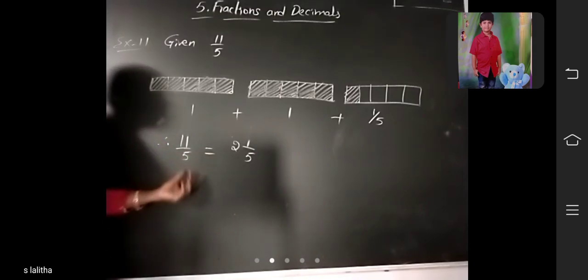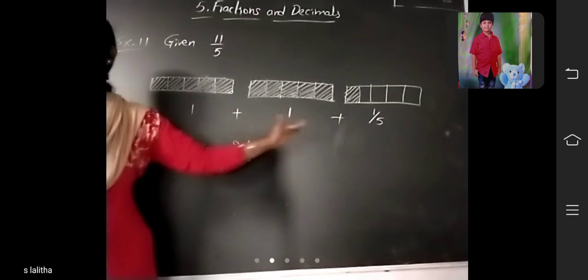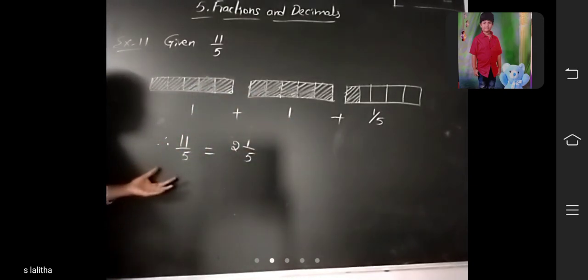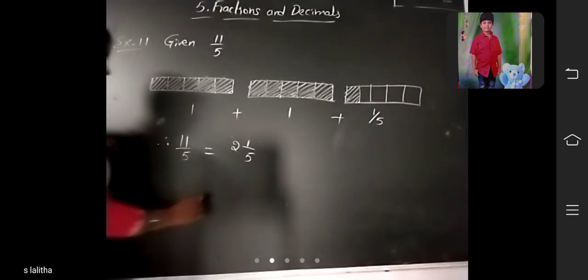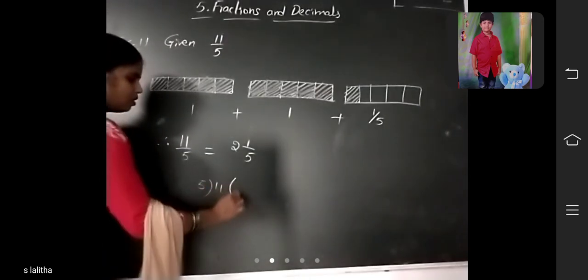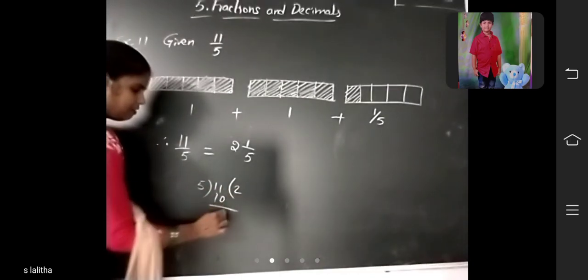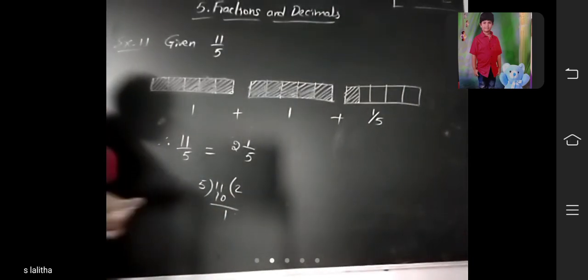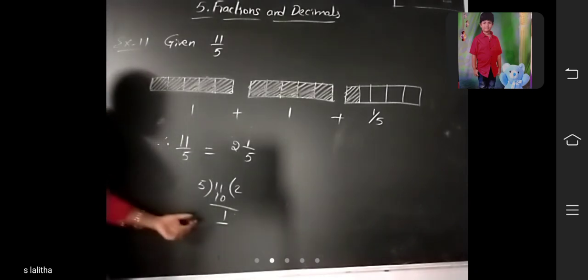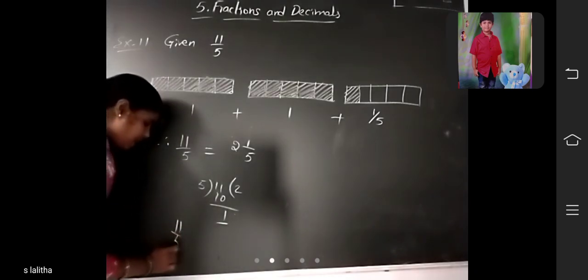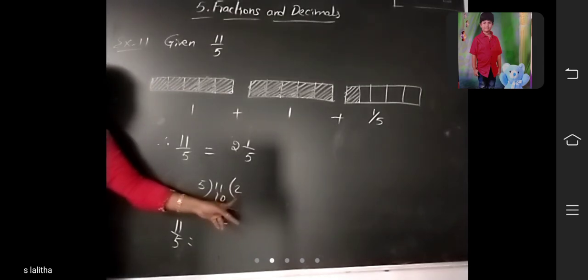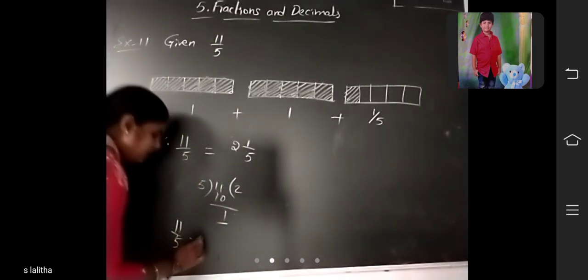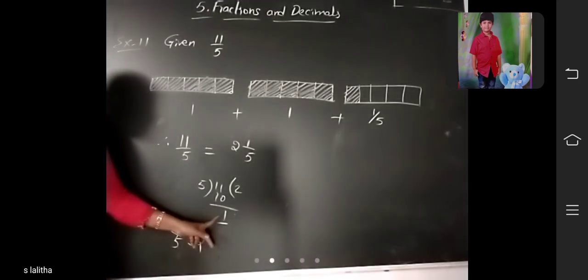This is how I draw it pictorially. Otherwise, how can you represent it as a mixed fraction? You can normally divide. 5 2s are 10. 11 minus 10, how much? 1 is the remainder. So now 11 by 5 can be written as, first write the quotient. What is the quotient here? 2.